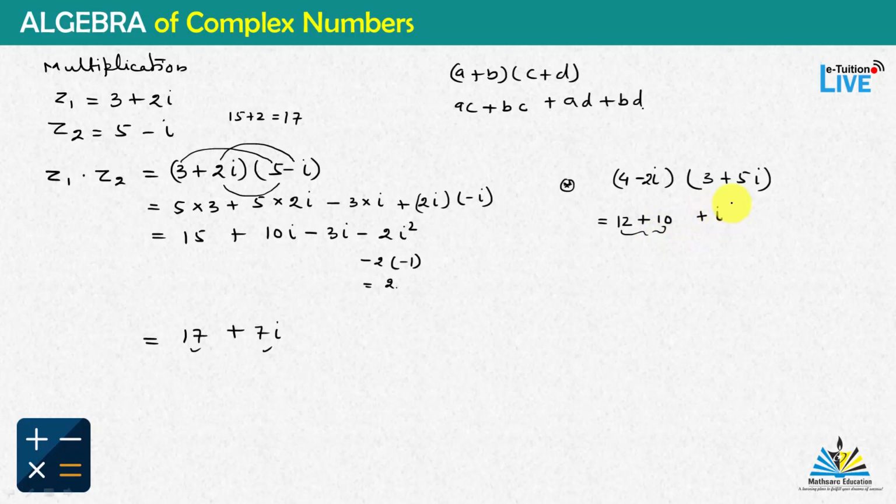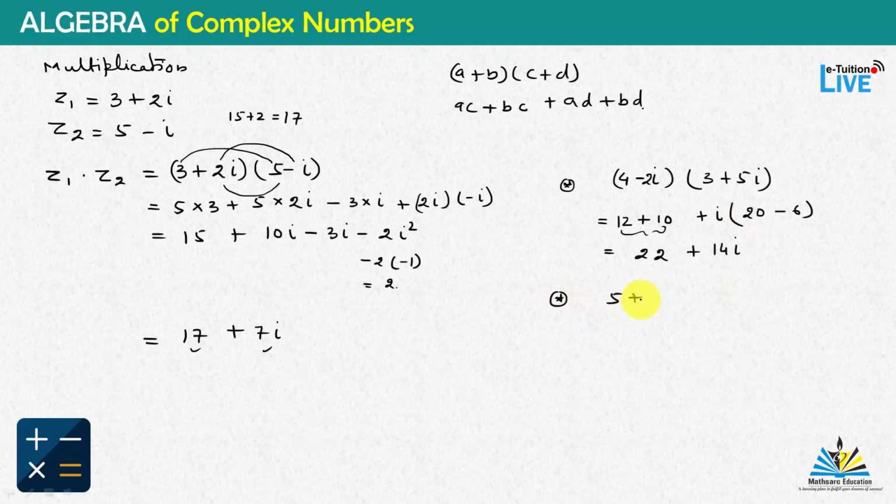So let's multiply: 4 by 5i is 20i, and 3 by minus 2i, since we have already written plus i here, so we will write minus 6 here. So what we are getting? 22 plus 14i.